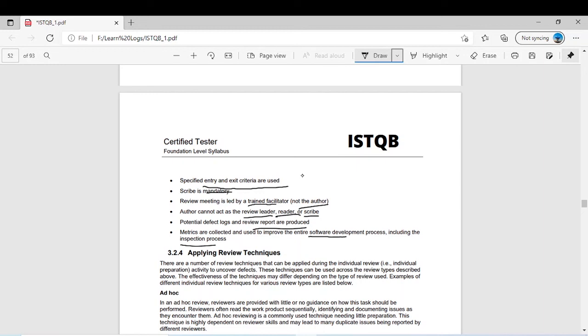Potential defect logs and review report are produced, like documentation is for sure necessary. Metrics are collected and used to improve the entire software development process, including the inspection process. So metrics are also calculated, also gathered at the end of this inspection.